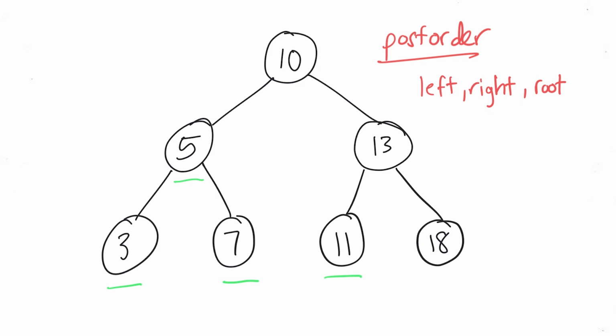We looked at the left side. Now let's look at the right side. We look at 18. That returns to 13. We can finally traverse that now because the left and right were already traversed. And then we return to our original function call. Both the left and the right side have now been fully traversed, and we can traverse our root.